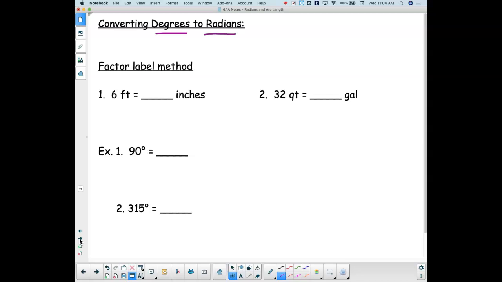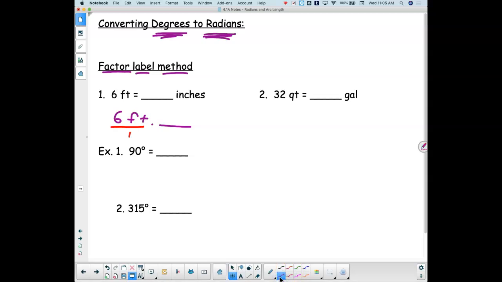So let's do that. First, let's talk about factor label. We all like chemistry. Remember factor label back in 9th grade or in chem? We're going to do that when we're going from degrees to radians. So the first one should be easy: 6 feet to inches. We probably already know how many inches, but let's see how we do that with factor label. We start with 6 feet, and I want to multiply it by something that's equal to 1. There are 12 inches in a foot, but we need to make sure that our units cancel.